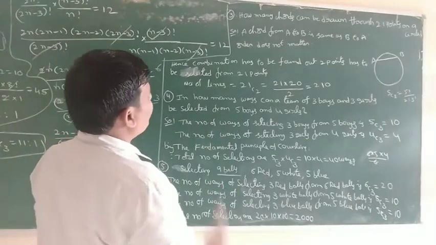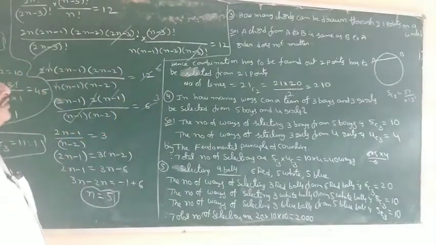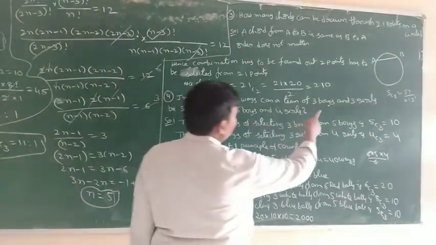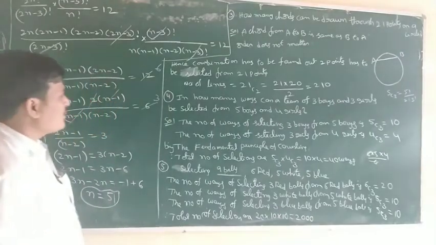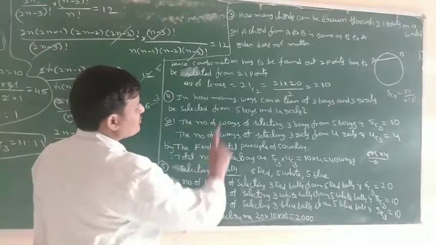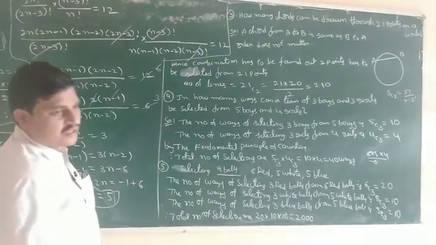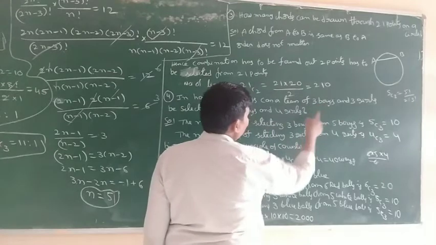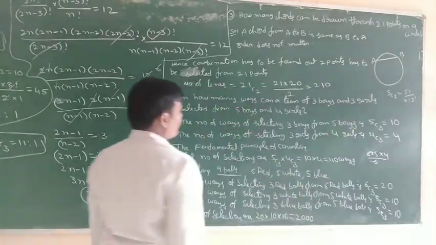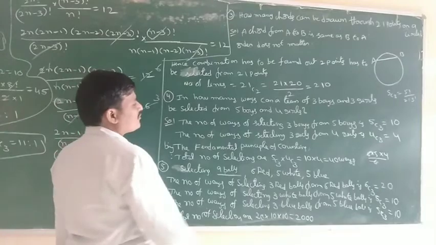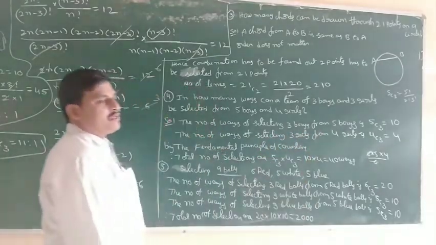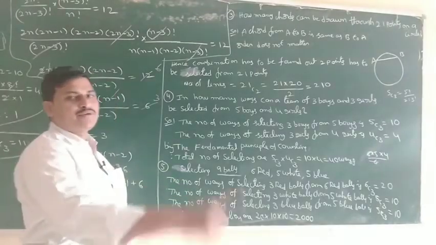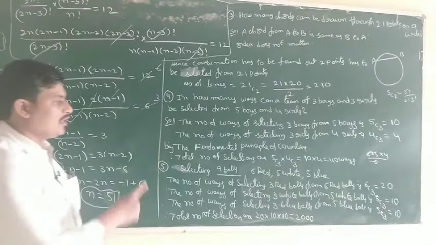The third problem: in how many ways can a team of 3 boys and 3 girls be selected from 5 boys and 4 girls? The boys are selected from boys, girls are selected from girls. The number of ways of selecting 3 boys from 5 boys is 5C3, and 3 girls from 4 girls is 4C3. By the fundamental principle of counting, the total is the product of the two.